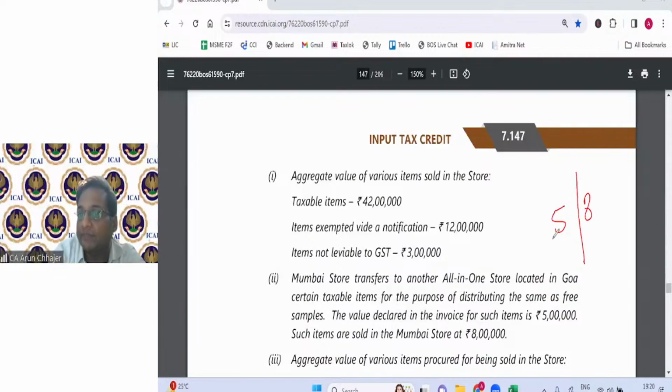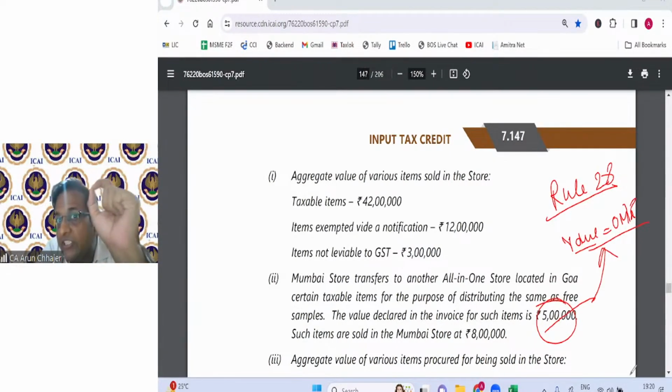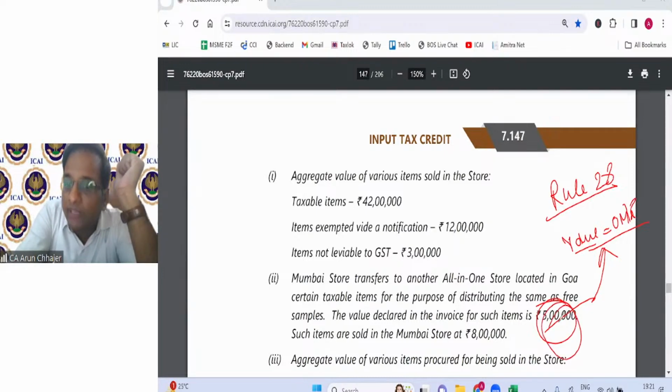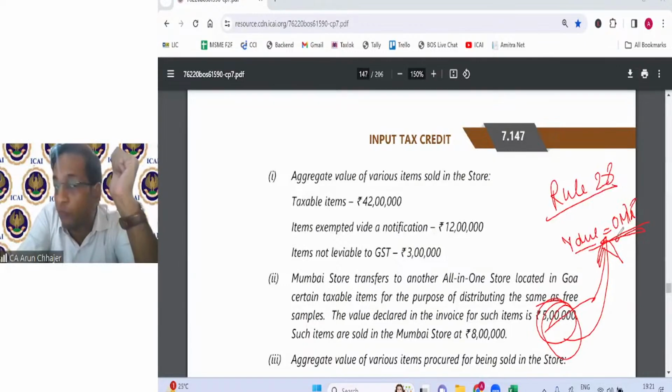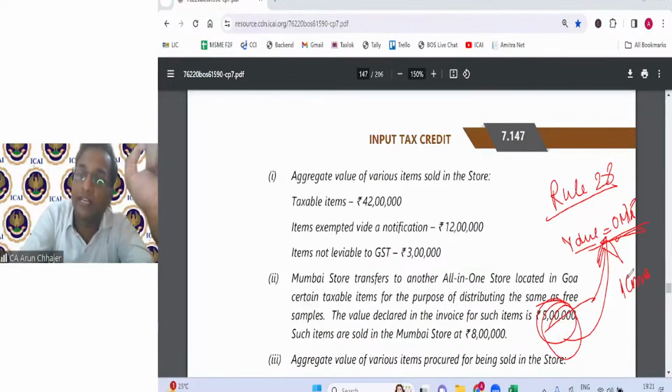Now the question is 5 or 8. कितना ऐड करूं, 5 या 8? What amount we need to add, 5 or 8 lakh? The answer is that rule 28 will come into the picture. The second proviso says that the value declared on the invoice will be deemed to be the open market value. Perfect. So 5 lakh could be the open market value, but it imposes one condition. What is the condition? Probably you all have read the value of supply chapter.